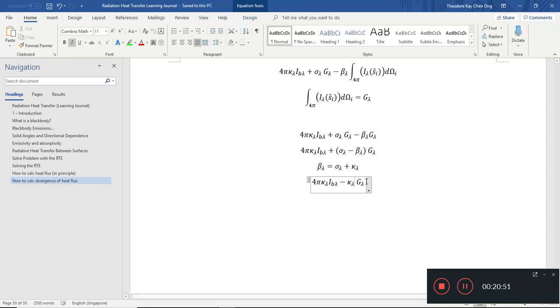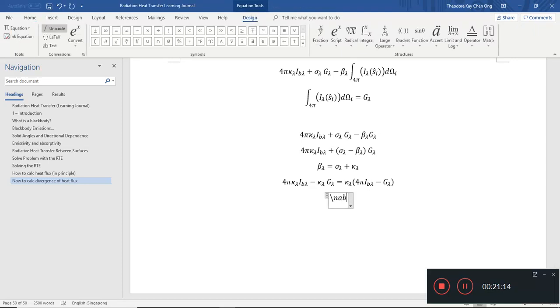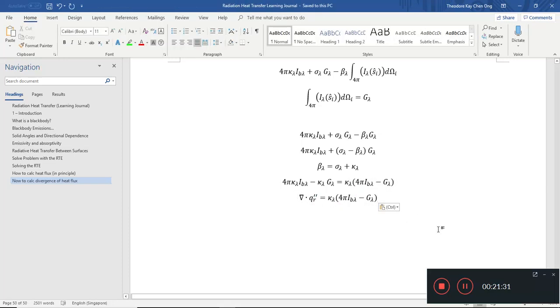And if we factorize kappa lambda out, we will get something really very simple: 4 pi I b lambda minus G lambda. So this is the divergence of our heat flux, nabla dot Q radiation. Remember, this is the heat flux vector, not the heat flux scalar that we were talking about earlier. That is just equal to kappa lambda times 4 pi I b lambda minus G lambda.